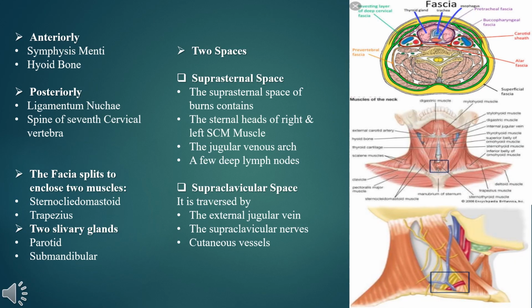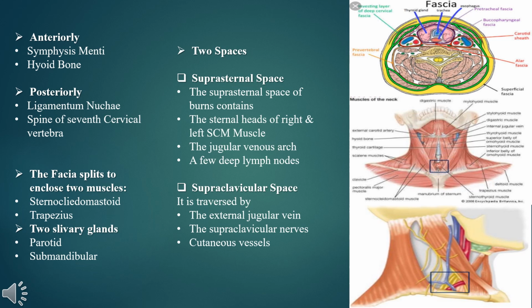Anteriorly, the investing layer of deep cervical fascia is attached to the symphysis menti and hyoid bone, and posteriorly it is attached to the ligamentum nuchae and spine of seventh cervical vertebra. Ligamentum nuchae is a triangular membrane that forms a median fibrous septum between the muscles of the two sides of the neck. Now, here are some important features related to the investing layer.